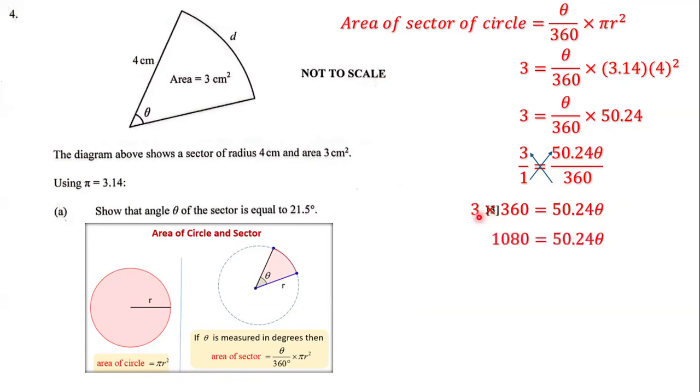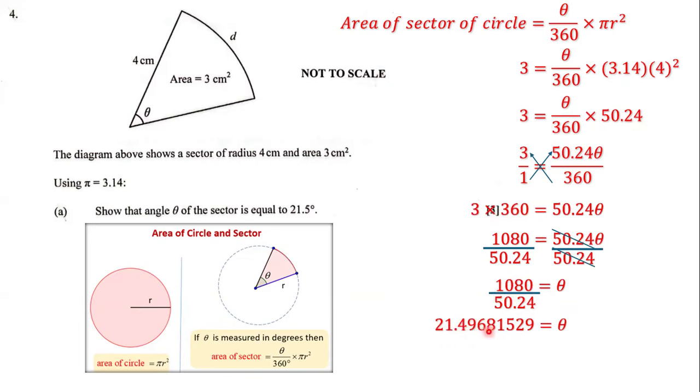And so we multiply 3 times 360. 3 times 360 is 1080, and that's equal to 50.24 theta. Next, we divide both sides of this equation by 50.24. And so this cancels with this. And so we have that theta is equal to 1080 divided by 50.24. And when we divide these two, we get 21.49681529. That's what theta is equal to.